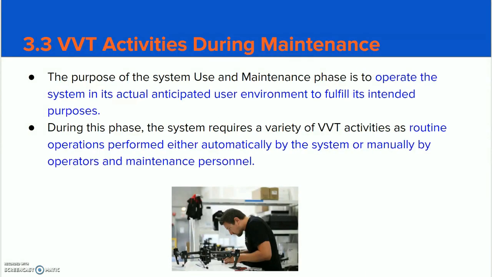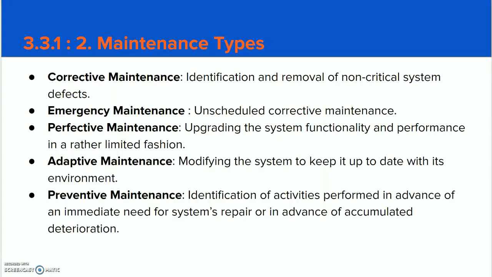The purpose of the system use and maintenance phase is to operate the system in its actual anticipated user environment to fulfill its intended functions. During this phase, the system requires a variety of VVT activities as routine operations performed by either the system or manually by the operators. Corrective maintenance is the identification and removal of non-critical system defects.